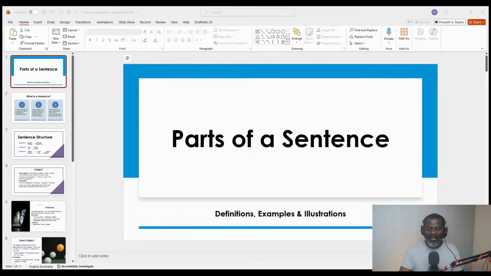Subject plus predicate equals a sentence. The boy ate shima. The boy is the subject, the performer of the action. Ate is the verb, the predicate of this particular example. Therefore, for this example, we can say a sentence is made up of a subject, a verb, and an object. In other sentences, we might have modifiers, we might have complements.